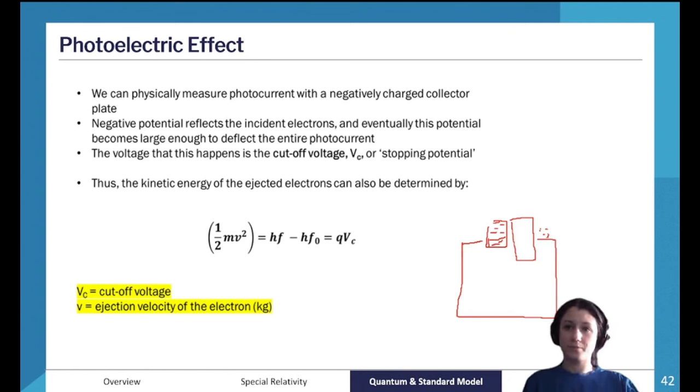So the kinetic energy of the electrons can also be determined by this, where we have Q multiplied by the stopping voltage, right? And where Q is the charge.